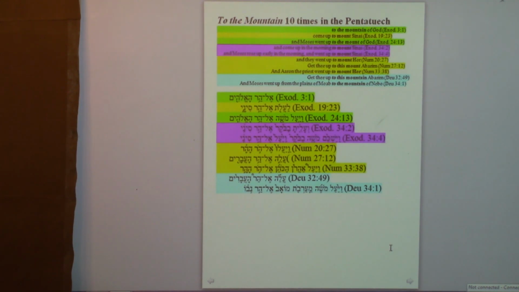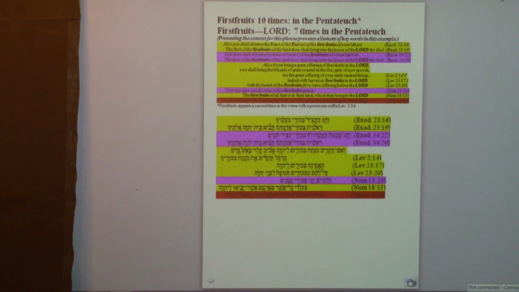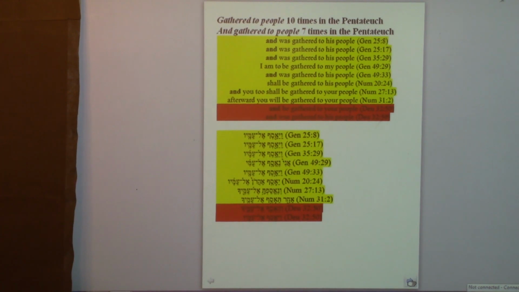To the mountain, usually referring to Sinai, to the mountain. Except we've got there Mount Horeb up there in 3:1, 10 times. First fruits, that phrase, and then first fruits of the Lord, 7 times, again, overlapping meters in the same subject. Gather the people, 10 times, gather to the people, 7 times. So we have gathered to the people, and gathered to people. Notice the repetition of "and" 7 times. So you have 7 inside of a 10, and the whole phrase appears in the whole Pentateuch exactly 10 times.